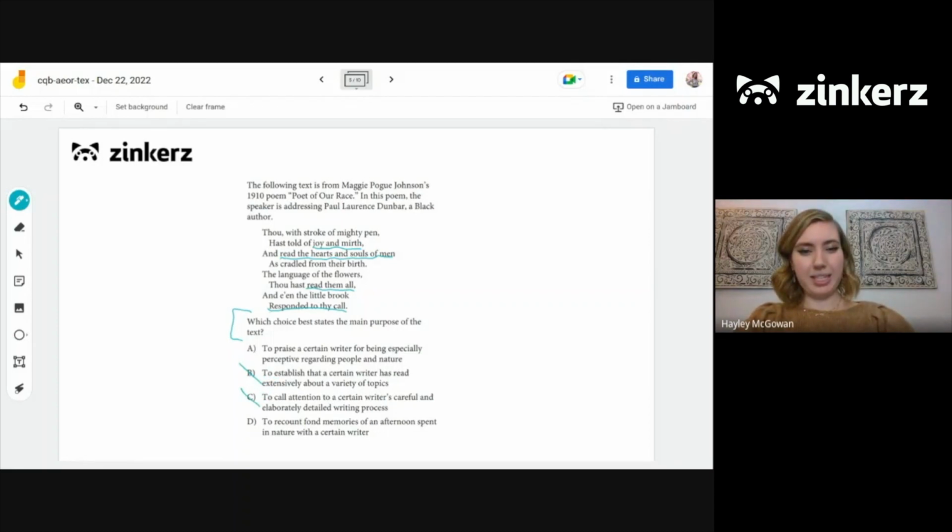And then let's see D, to recount fond memories of an afternoon spent in nature with a certain writer. Okay, so maybe that kind of is what's happening here, if they were together at this point and she's reflecting on it. But between A and D, A is definitely closer to what's happening in the poem itself, that we're praising a certain writer for being especially perceptive regarding people and nature. People is the first half, nature is the second half. So that's definitely what the main purpose of this text is going to be here. So not D, but A is the best choice.